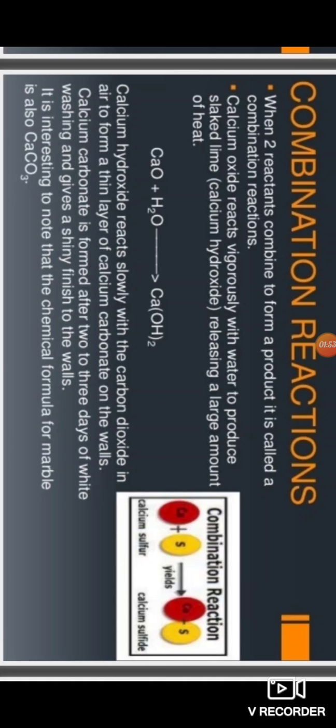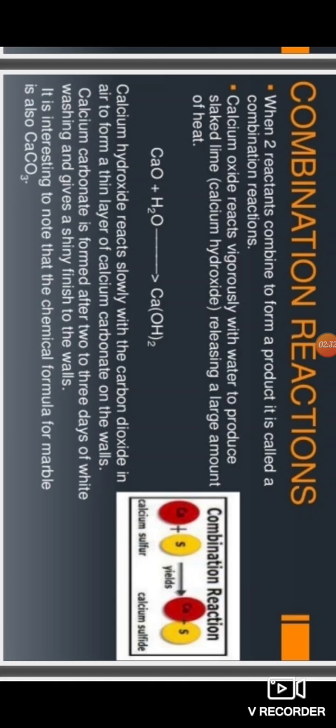Calcium oxide reacts with water, calcium hydroxide is formed. Calcium oxide reacts with water to form calcium hydroxide and heat is liberated. In this equation, CaO means calcium oxide, H2O means water, and Ca(OH)2 means calcium hydroxide. Here calcium oxide reacts with water, calcium hydroxide is formed and heat is liberated.